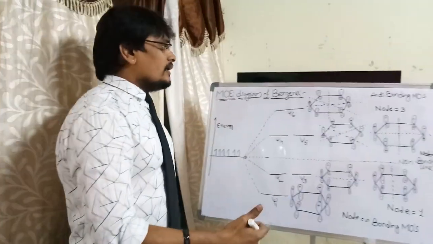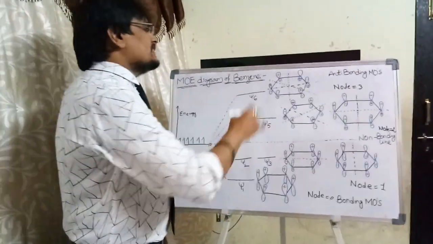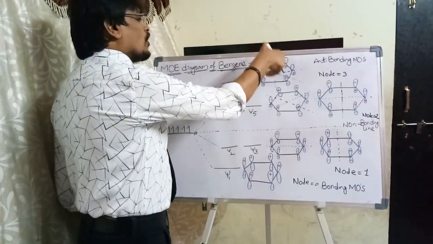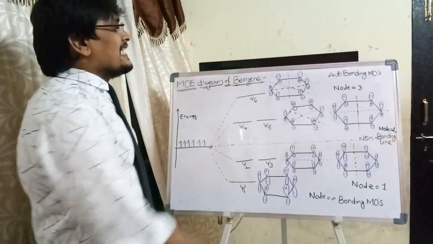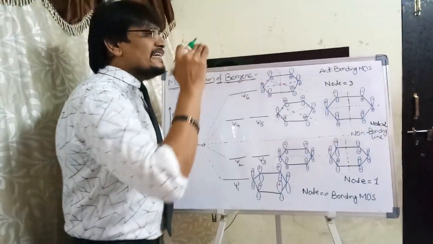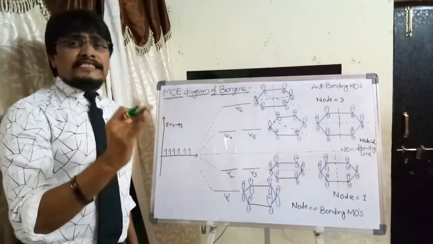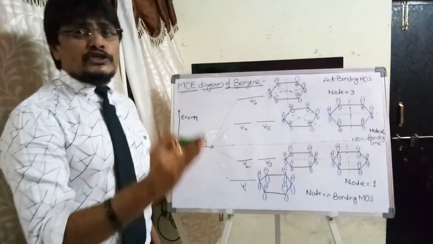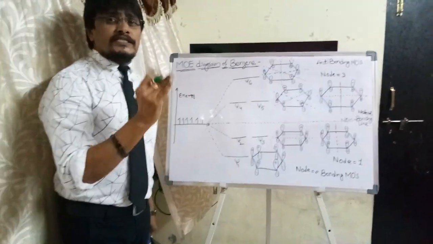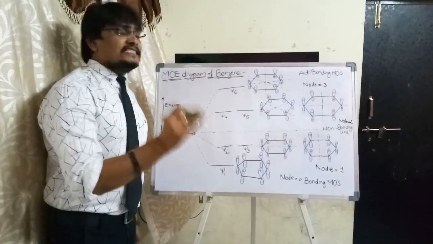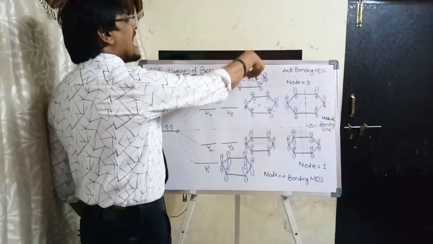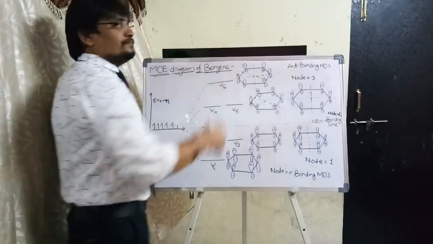So since there is no overlapping at all associated with this particular highest molecular orbital psi 6, we can say that psi 6 is the least stable molecular orbital. And as the stability is inversely proportional to energy, it is associated with maximum energy. That is the reason it is occupying the highest energy level.